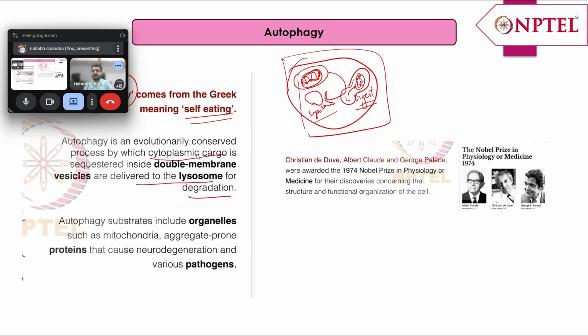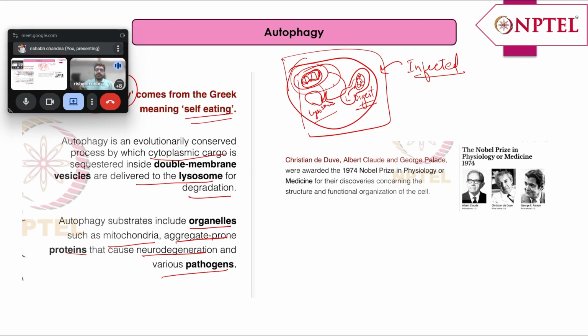The substrates of autophagy include different organelles such as mitochondria, aggregate-prone proteins that cause neurodegeneration, and pathogens. For example, whenever a cell is infected by a particular pathogen, the cell recognizes the affected part, and the pathogen that infected the cell is surrounded by this membrane and directed to the lysosome for its degradation.